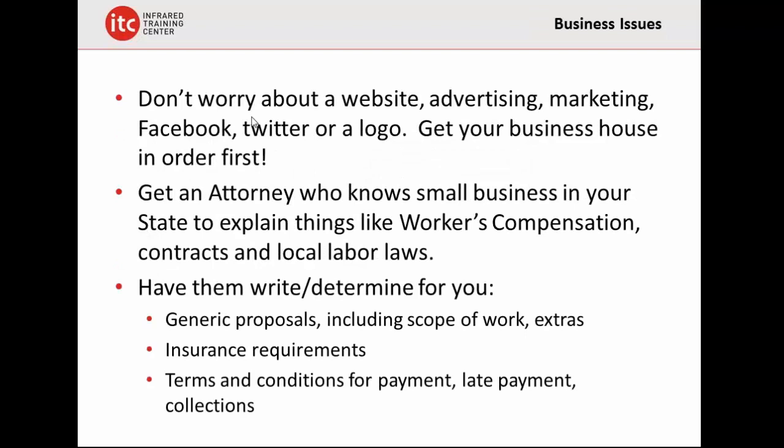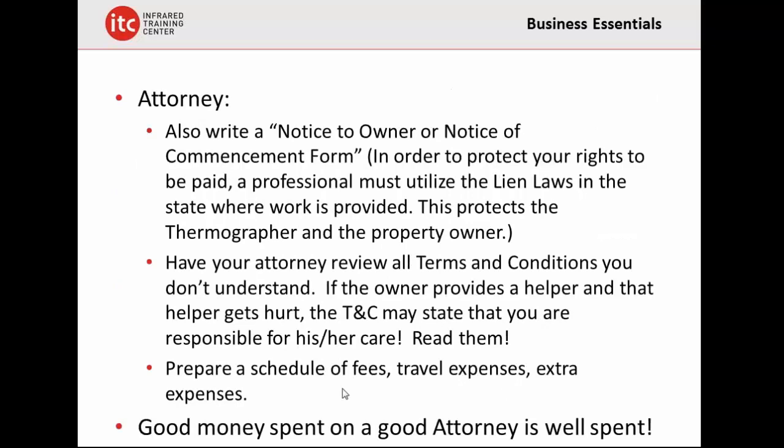If you're going to start this as a business, don't worry about a website, advertising, marketing, Facebook, Twitter, or logo. Get your business issues done first. Get an attorney who knows small business in your state and have them explain things to you like workers' compensation, contracts, and local labor laws, and have them write or determine for you proposals, scope of work, extras, insurance requirements, terms and conditions for payment, late payment, and things like collections. You've got to get paid. And have them also write a formal notice to owner or notice of commencement form.